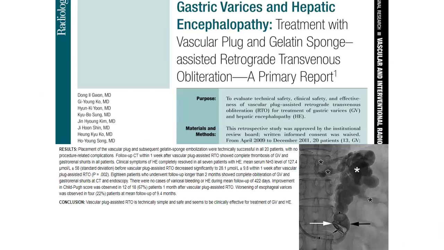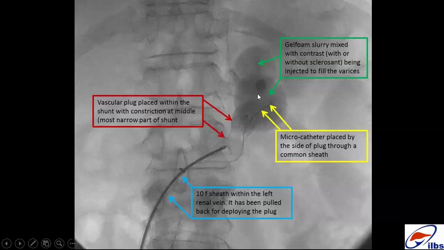Then a very innovative paper came in radiology regarding PARTO. This was the first paper describing a technique, plug assisted. So instead of a balloon, they started using a plug. How this is done: you can see here a sheath is there. You can see a plug over here, a vascular plug, and you see this thin thing. This is a microcatheter by the side of the plug.